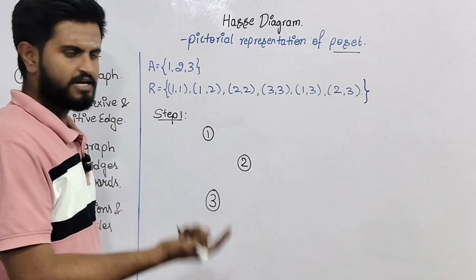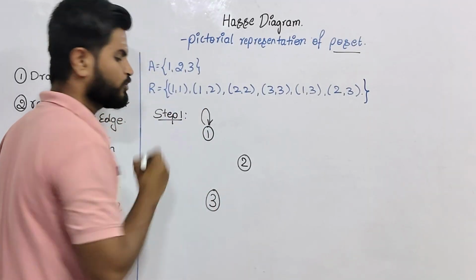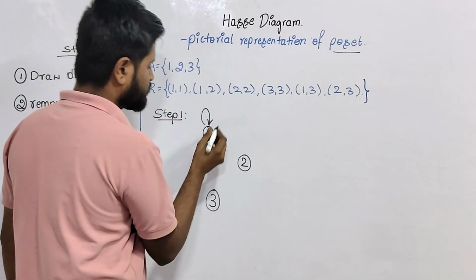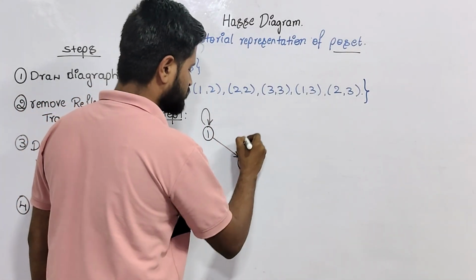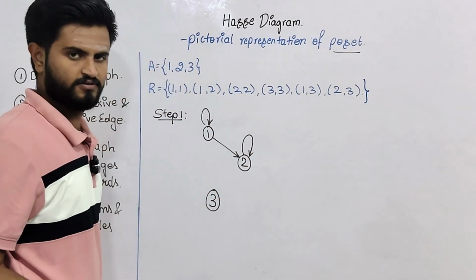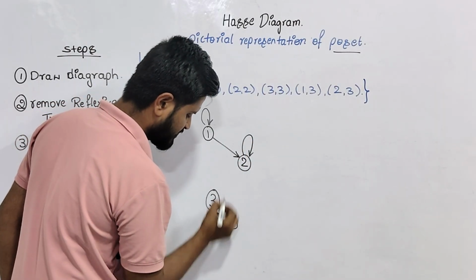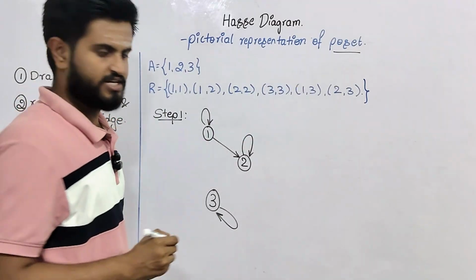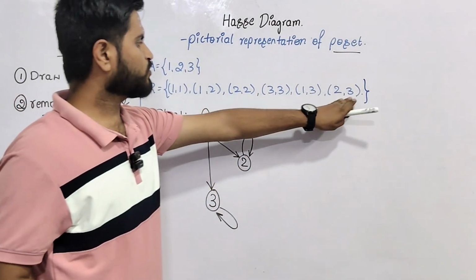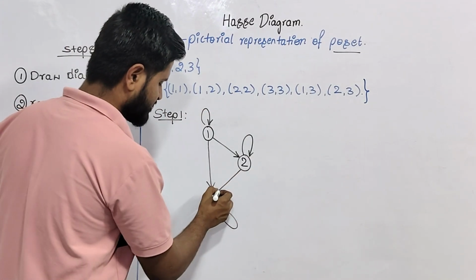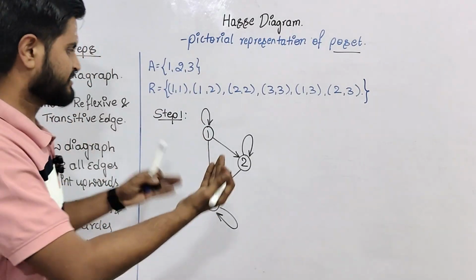So first let's draw the diagram. 1 comma 1 means self loop. Next 1 comma 2, from 1 it is going to 2. 2 comma 2 means we will be giving the self loop. 3 comma 3 means also self loop. 1 comma 3, so from 1 there is a connection to 3. Next 2 comma 3, from 2 there is a connection to 3. So now in the first step you designed the diagram.